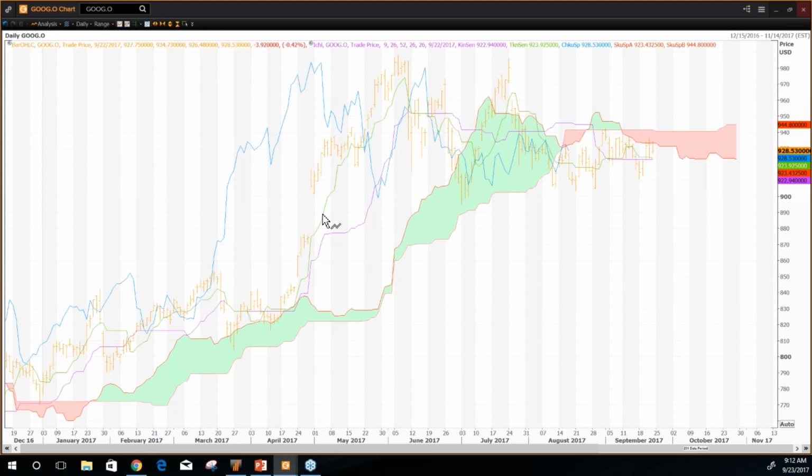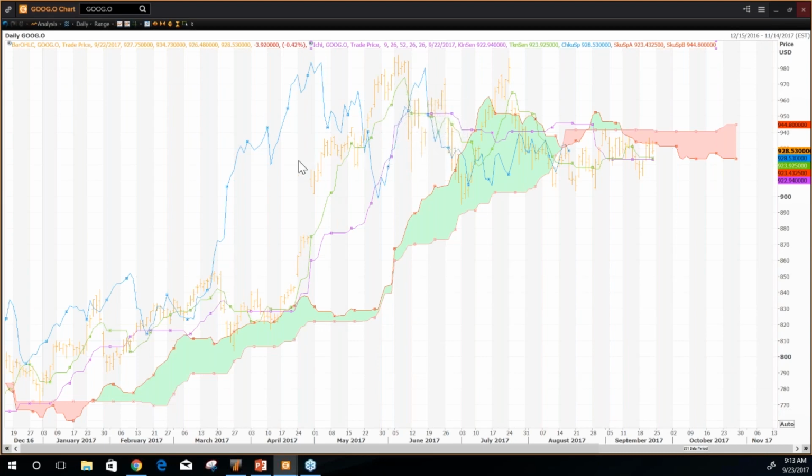We have these 2 little lines here, which we're going to get into in a bit. We have this cloud, which is one of the main things that Ichimoku is talked about. This is known as the Ichimoku cloud. And then we have this other part that hangs in the back. Now, to begin with, we're going to follow this first part here that's showing up as this light green. This is called a Tenkan-sen.